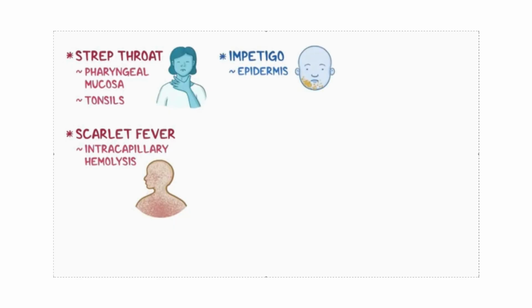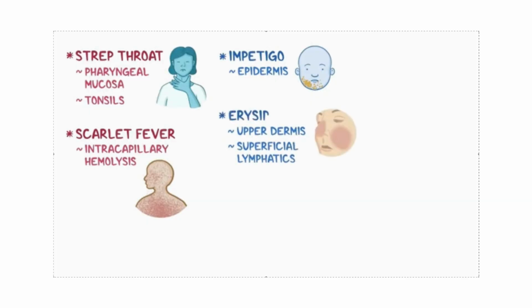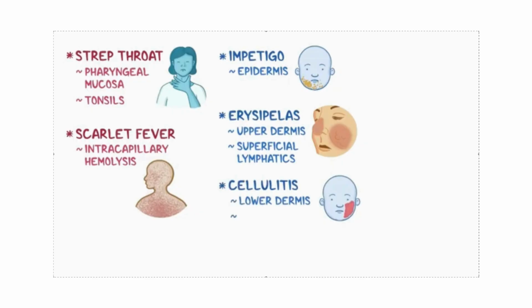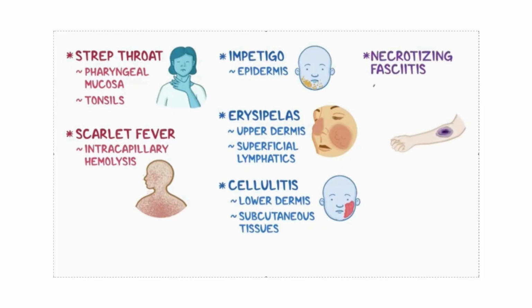When strep pyogenes infects the epidermis, it causes impetigo, which are superficial skin lesions that look like honey clusters. If the bacteria invades deeper, it can infect the upper dermis and superficial lymphatics, causing another skin infection called erysipelas. If it gets to the lower dermis, it causes cellulitis, which is an acute, painful, quick-spreading infection of the lower dermis and subcutaneous tissues. Sometimes the infection can spread even deeper to the muscle fascia, causing necrotizing fasciitis, which is when the muscle fascia and subcutaneous tissue are destroyed in a process called necrosis.